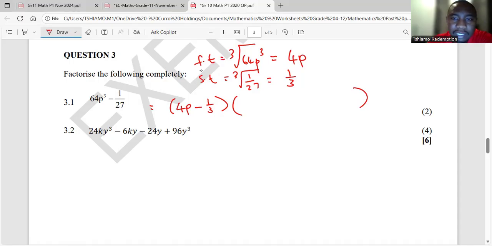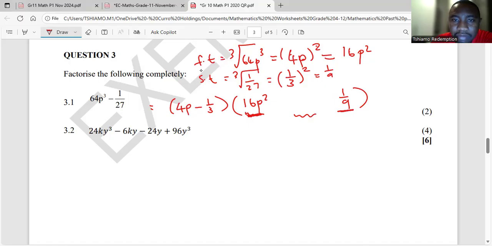And then in the second bracket here, we take the first term and then we square it. If I square this, I'm going to have 16p squared. Do you agree? 4 squared is 16, p squared is p squared. So the first term, you square the first term, and here you square the second term. If I square the second term, I'm left with 1 over 9.